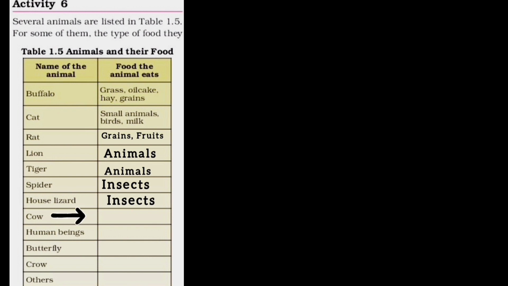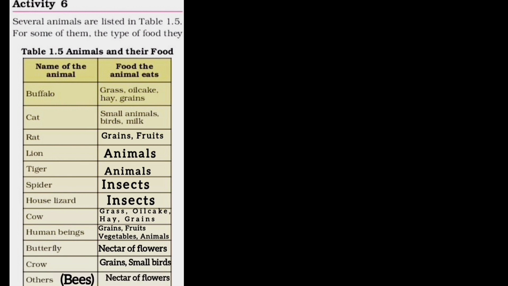Row 8. Cow. Cow eats grass, oil cake, hay and grains. Same as buffalo. Row 9. Human beings. Vegetarians eat grains, fruits and vegetables, while non-vegetarians also eat animals. Row 10. Butterfly. Butterfly eats nectar of flowers. Row 11. Crow. Crow eats grains and small birds. Row 12. Others, we take bees. Bees eat nectar of flowers.